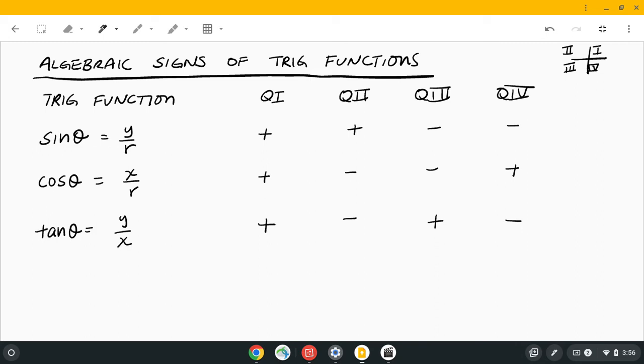Okay? And once you know these, then you'll know the other three. You'll know that cosecant will have the same signs as sine because it is the reciprocal of this. And same thing with secant. It will have the same signs as cosine, because secant is the reciprocal of this one. And cotangent will have the same signs as tangent. Okay? All right. I guess we could put that in there. Let's put them down here.